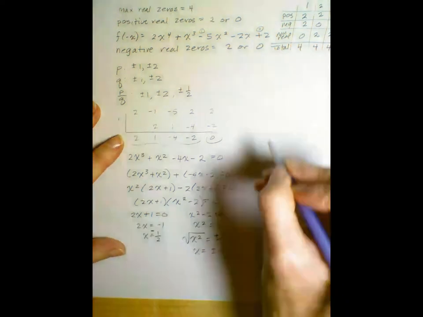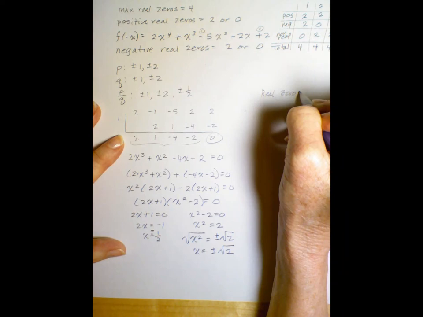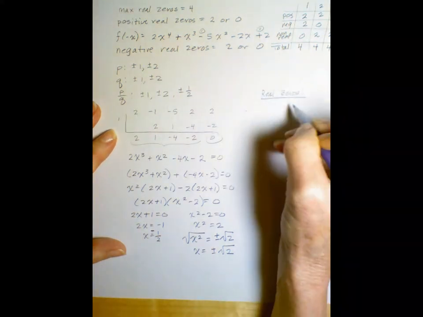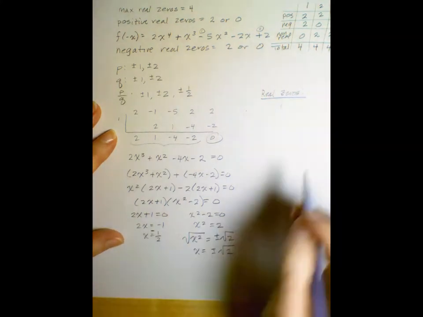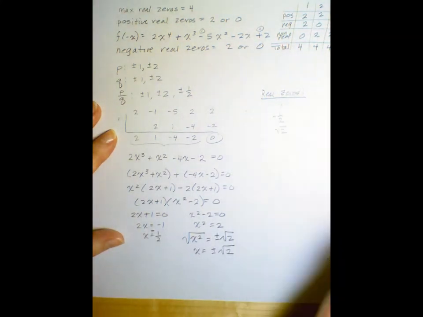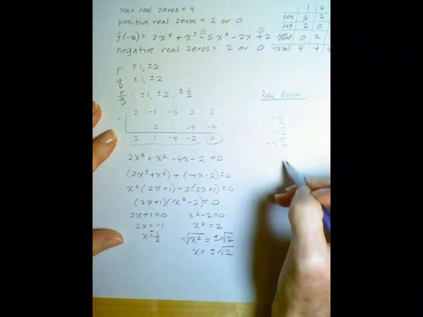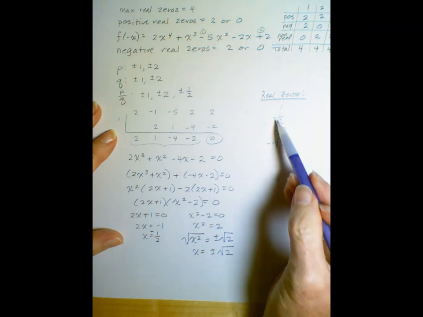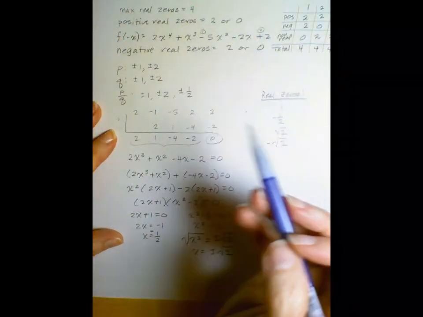So our real zeros that we found are 1 with a multiplicity of 1. It just occurred once. Negative 1/2 with a multiplicity of 1. Square root of 2 with a multiplicity of 1. And negative square root of 2 with a multiplicity of 1. Those are our real zeros. So we had 2 negatives, 2 positives. It said to use these zeros to factor.